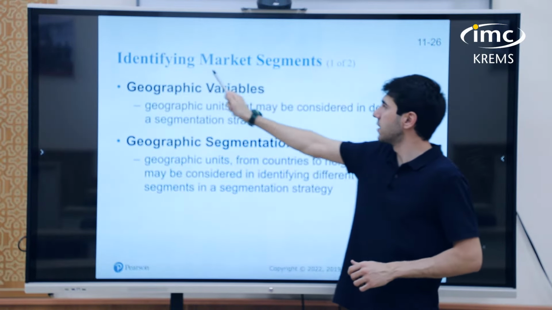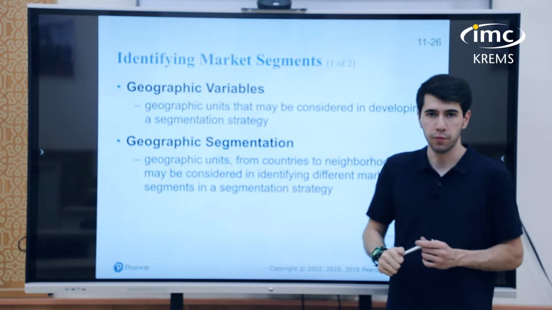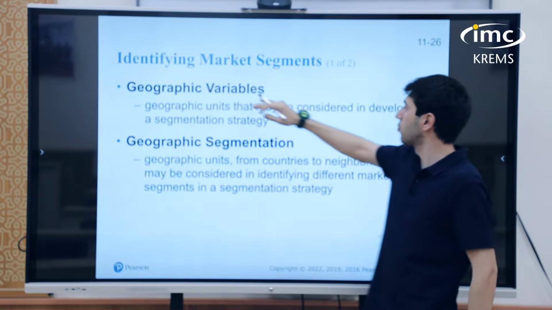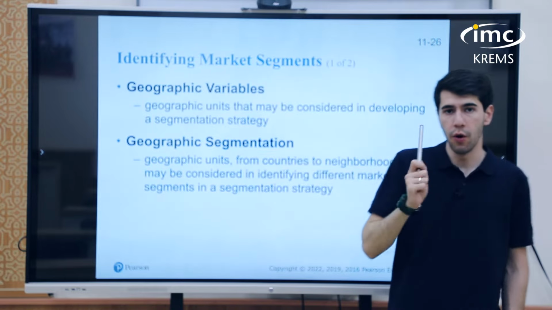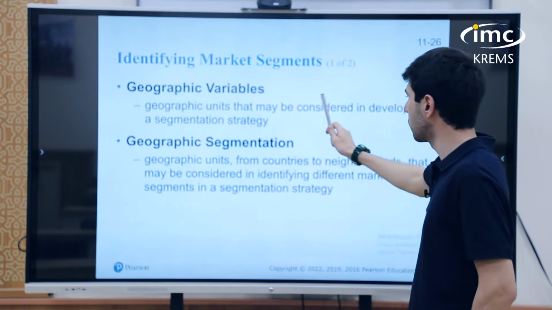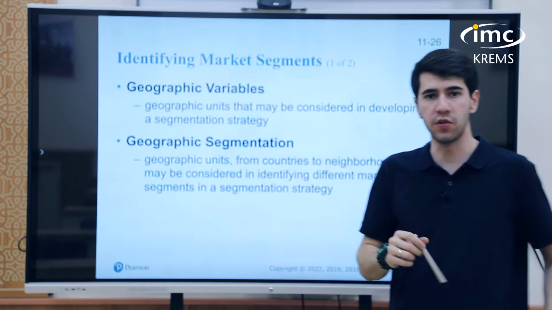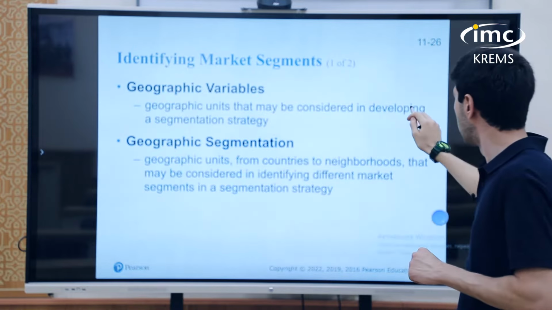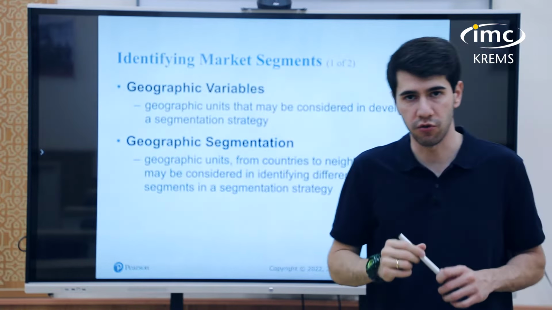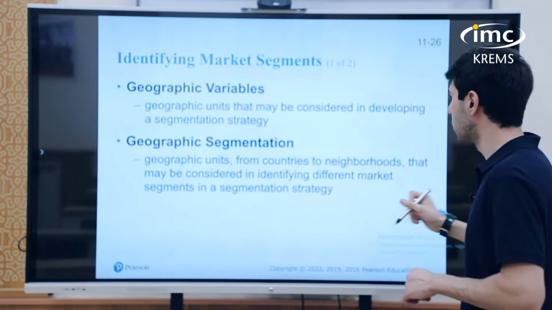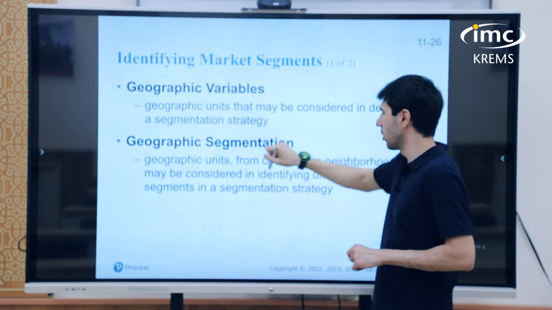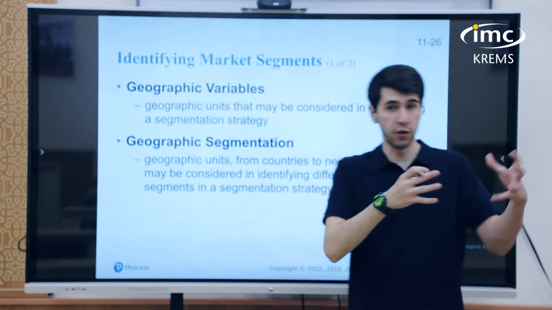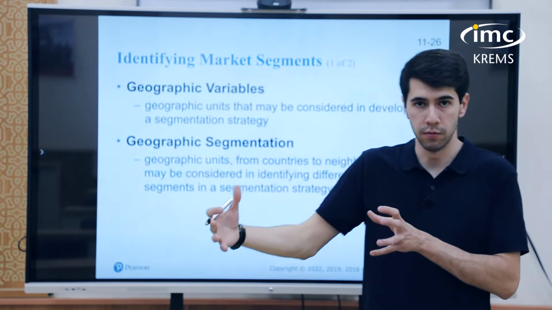So let's identify the market segments. One of that is the geographical variables and geographic segmentation. So what are they? Variables are the geographic units that we consider in developing a segmentation strategy. Those units are in the geographic segmentation. Those units we consider from the country to the neighborhood.